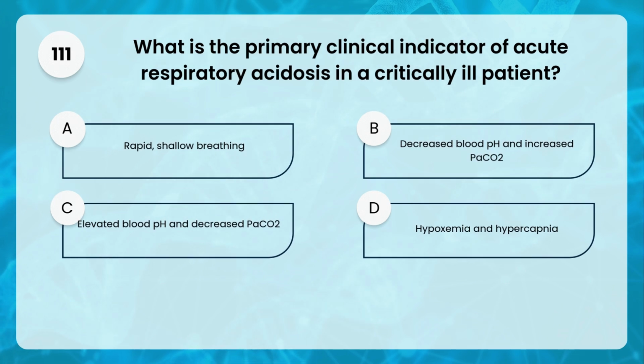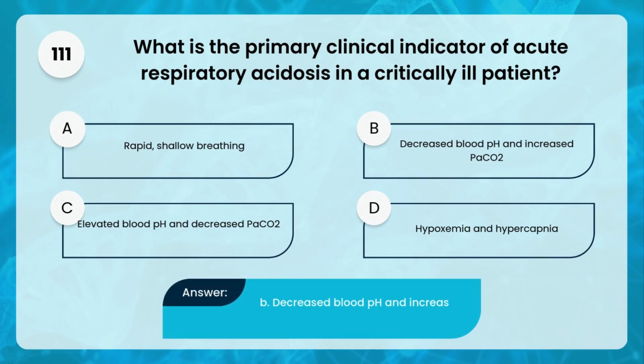Number 111. What is the primary clinical indicator of acute respiratory acidosis in a critically ill patient? A. Rapid shallow breathing. B. Decreased blood pH and increased PaCO2. C. Elevated blood pH and decreased PaCO2. Or D. Hypoxemia and hypercapnia. The answer is B. Decreased blood pH and increased PaCO2.